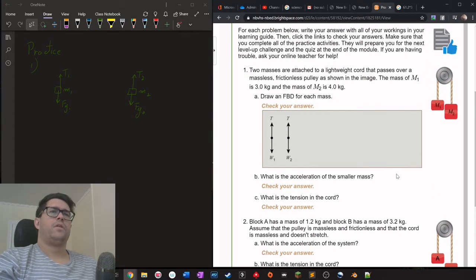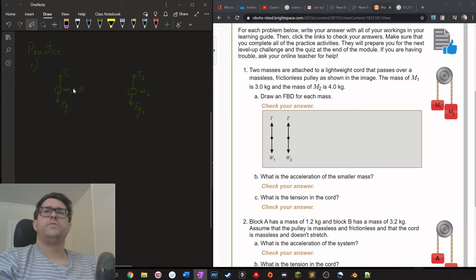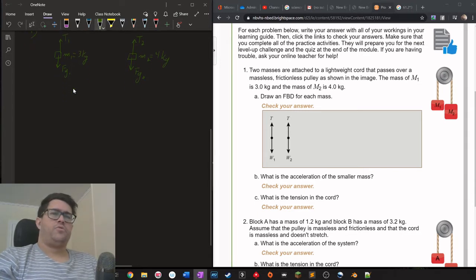Yes, so the same things. What is the acceleration of the smaller mass? And we have the masses. Let's write down the masses: 3 kilograms, 4 kilograms. I'll try to go fast, but there will be some things I want to review. So the acceleration of the smaller mass: M1 is what we want the acceleration of. So we want to know what the acceleration is.